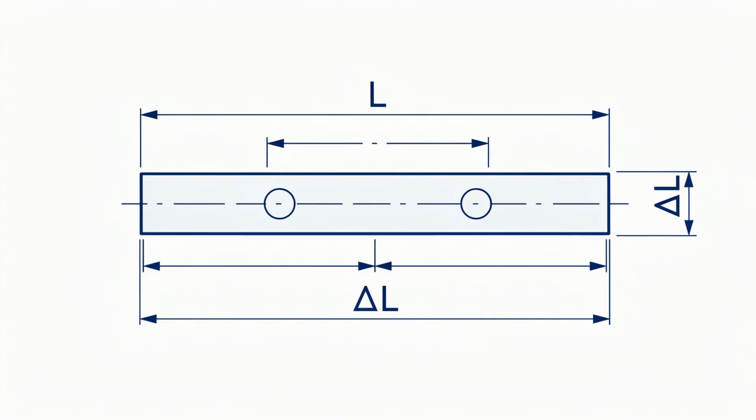newtons or pound force, cross-sectional area, A, in square meters or square inches, change in length, dl, in meters or inches, and original length, L, in meters or inches.